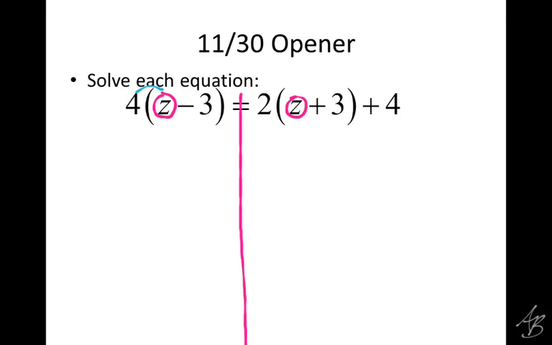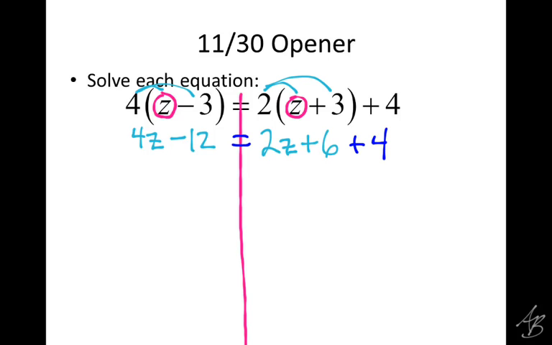We'll distribute. 4 times z is 4z, and 4 times negative 3 is negative 12. Okay, so that's what we get on the left side. On the right side we distribute the 2. 2 times z is 2z, and 2 times 3 is 6. That's a positive 6, right? Yes. Okay, and then we bring down everything else, so equal sign on the line, and then plus 4.